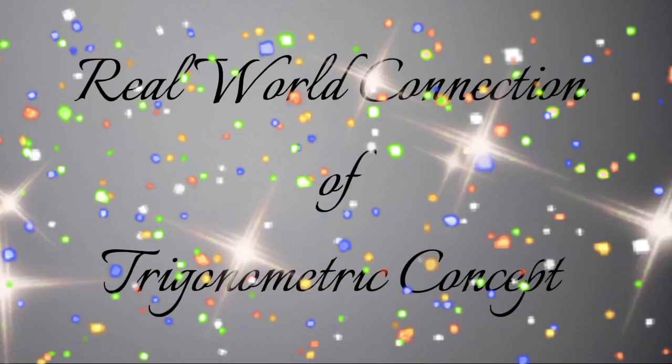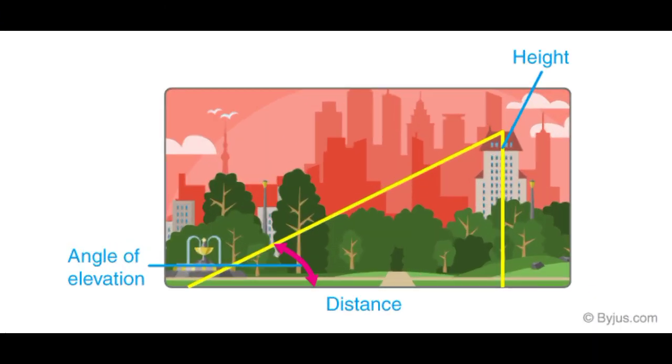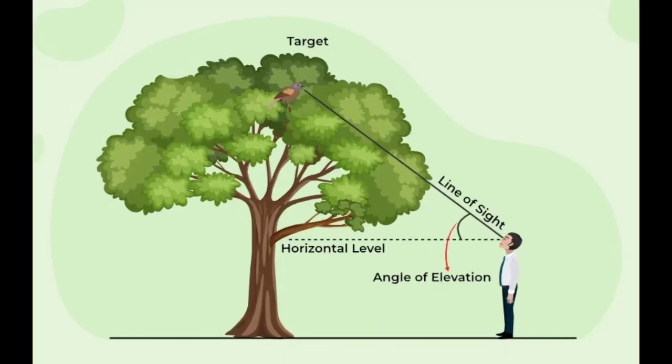And now let's talk about the real-world connection of trigonometric concepts. Trigonometry in connection to real-world application is significant and helpful because you can calculate or measure the height of any object or thing that you don't want to measure manually with your own measuring tape. Using the six trigonometric functions, we can calculate the height of any thing or object.